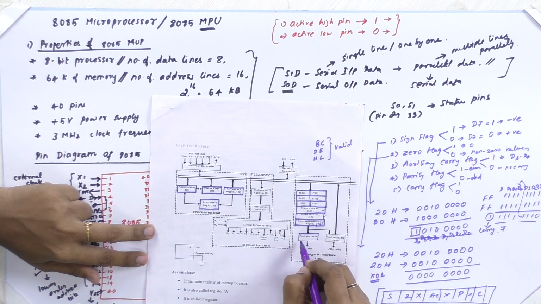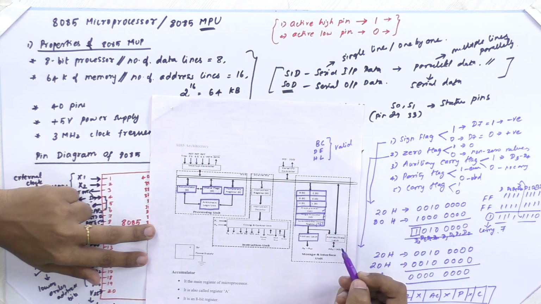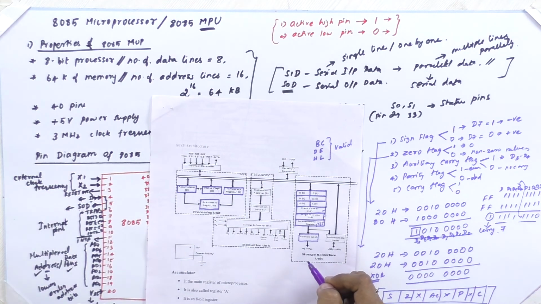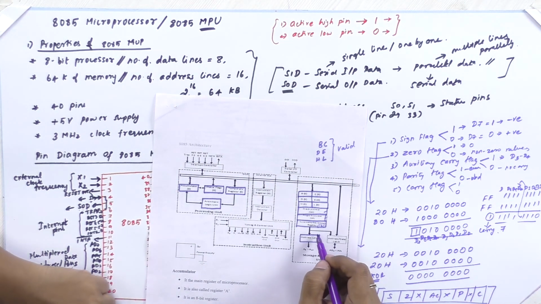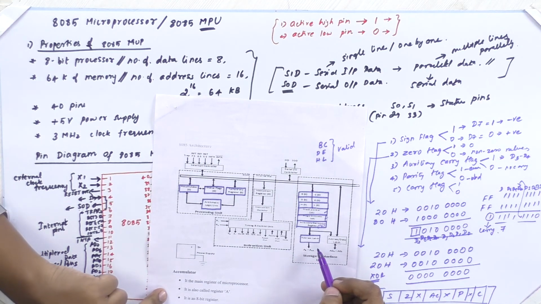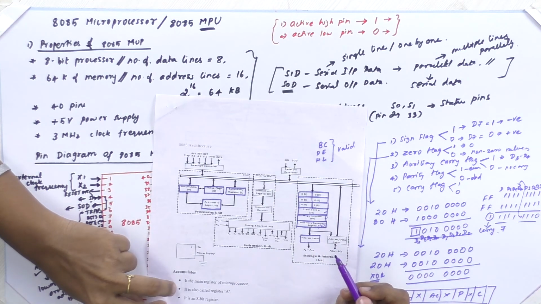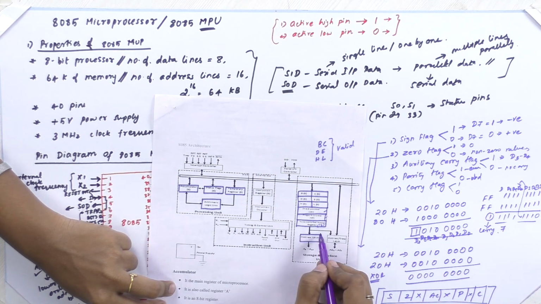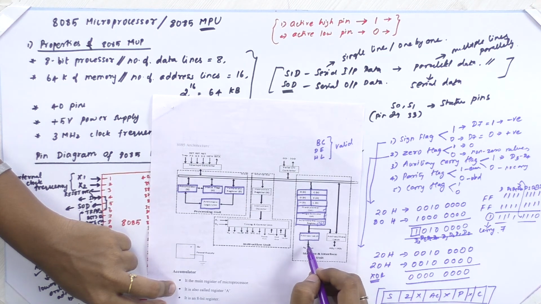Next is the address latch. So this latch is used to separate the address bus from the multiplexed address and data.